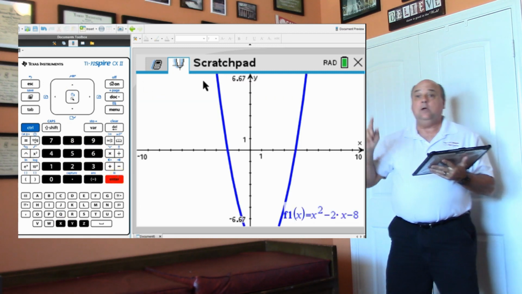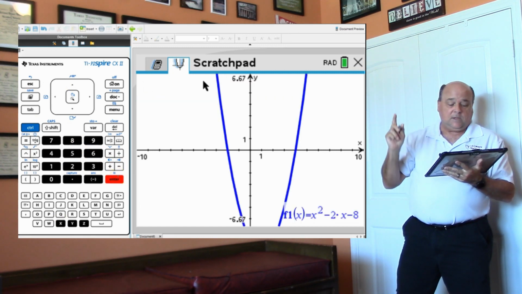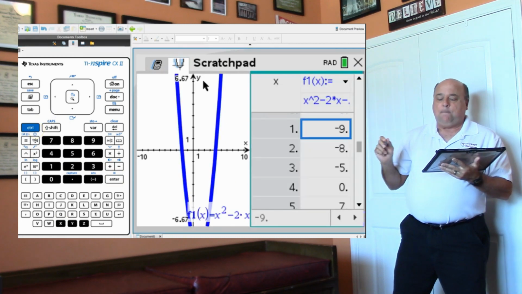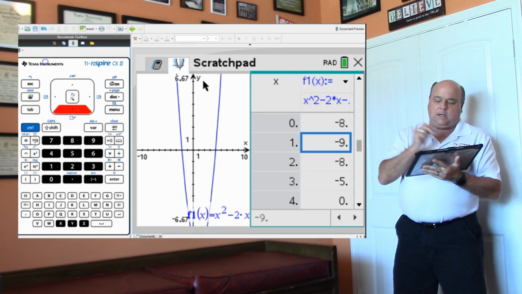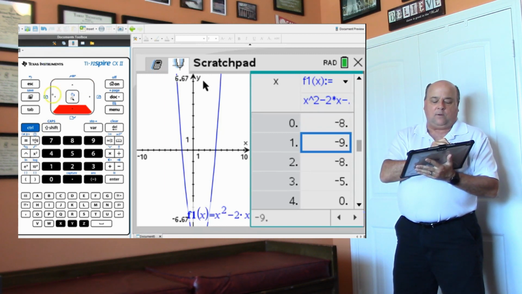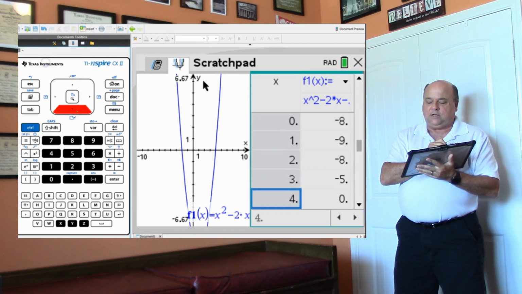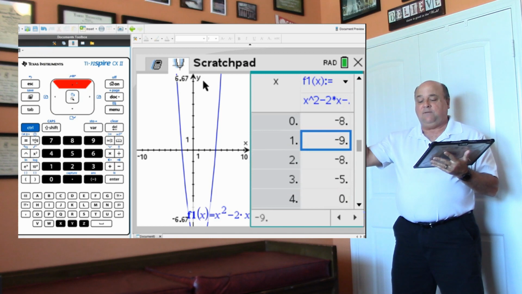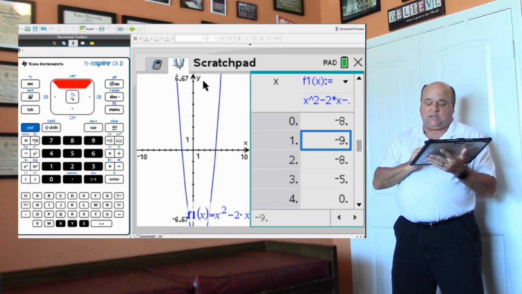I got my graph. We're going to be graphing these in the spring. It's called a parabola. I'm going to hit Control T. And bam, I got my table right here. I'm going to hit up. So these are my answers. Notice the 0, 1, 2, 3, 4 on the left. These numbers are my domain. The numbers on the right are the range. So it's -8, -9, -8, -5, and 0, okay?